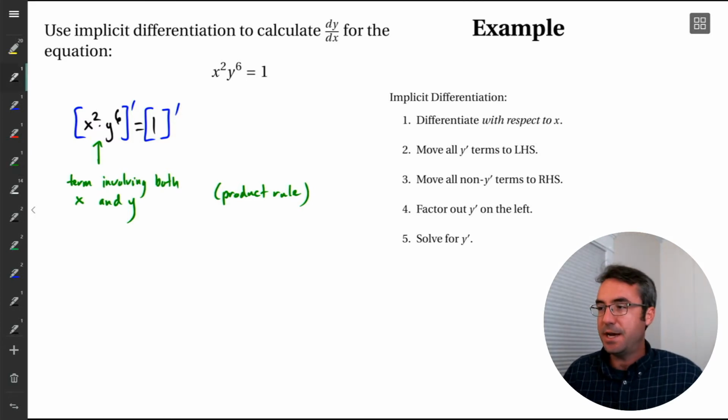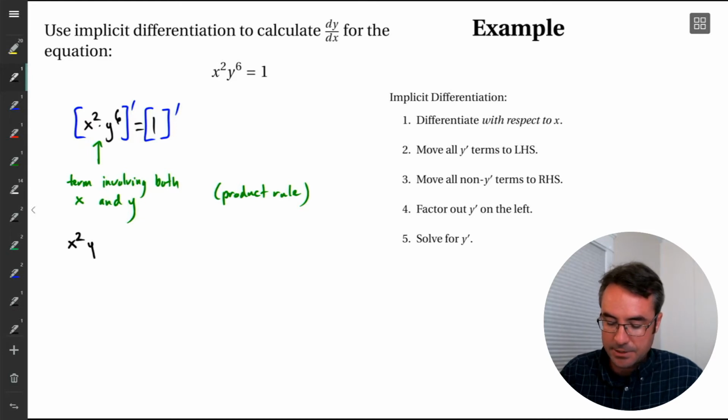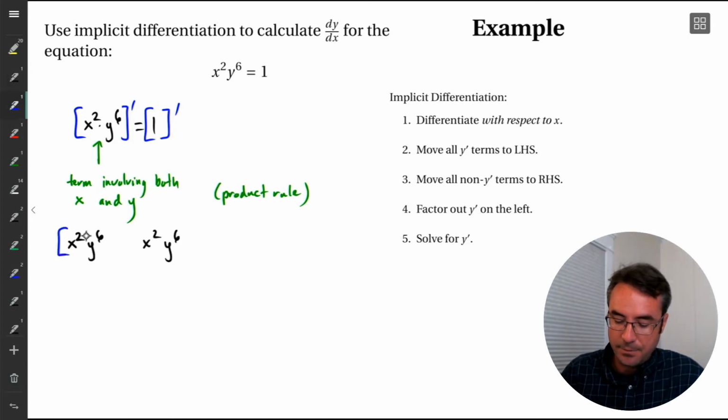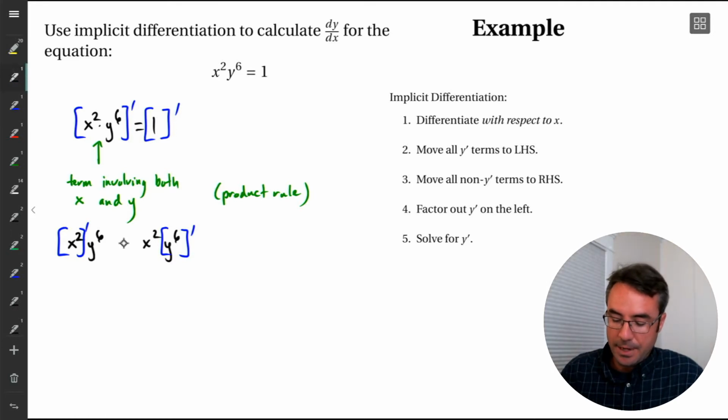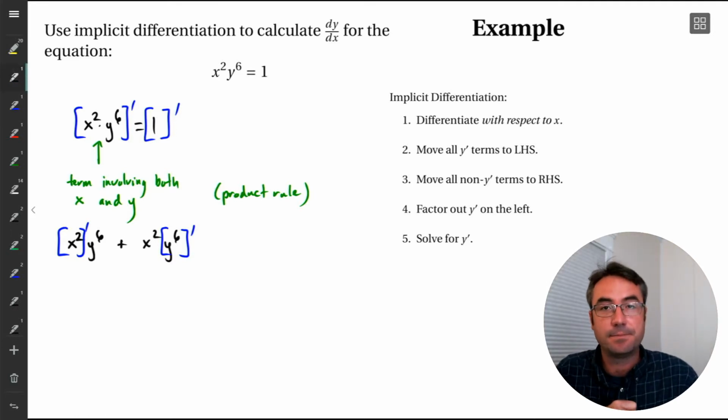So let's see how this is going to look. We write down two copies of our product, x squared times y to the power 6, x squared times y to the power 6. In the first copy, we apply the derivative to just that first term. In the second copy, we apply the derivative to just that second term. And then we put a plus sign in the middle. So that's product rule.